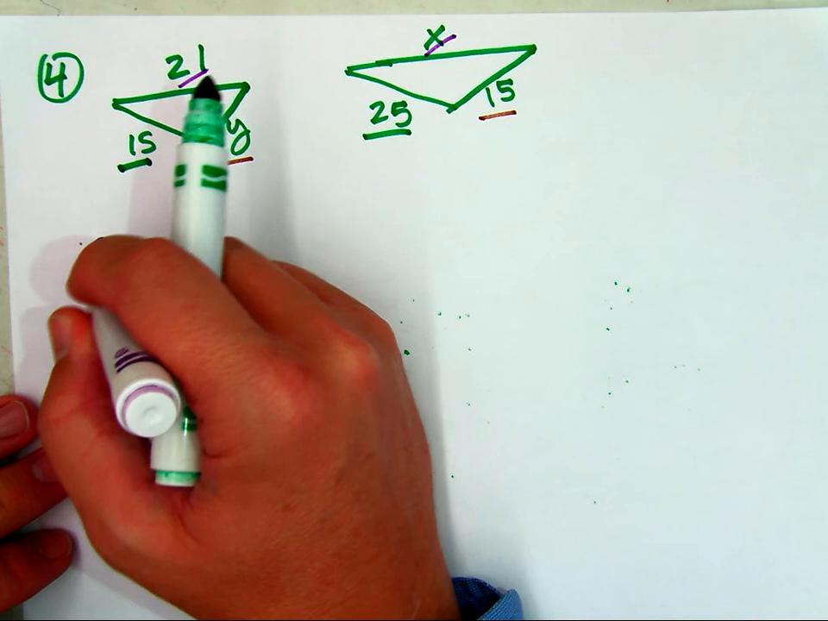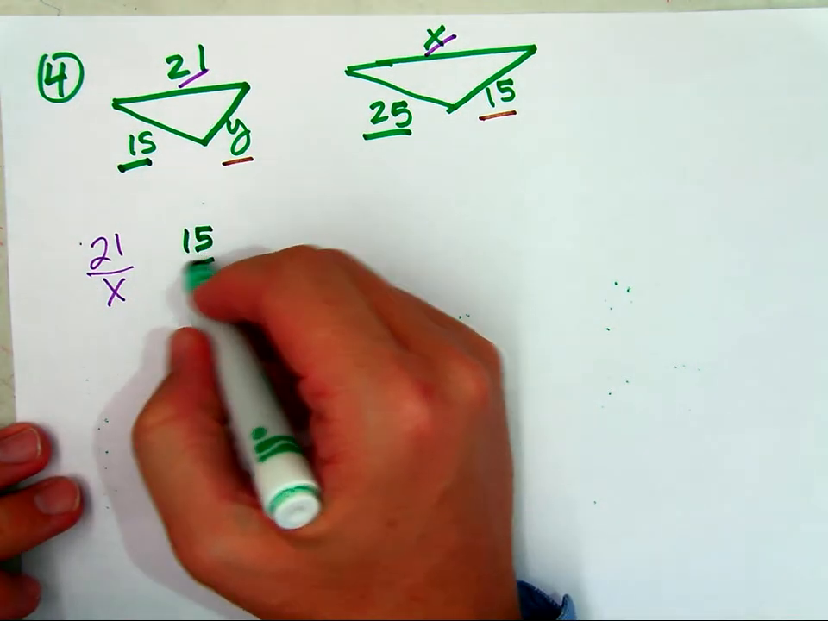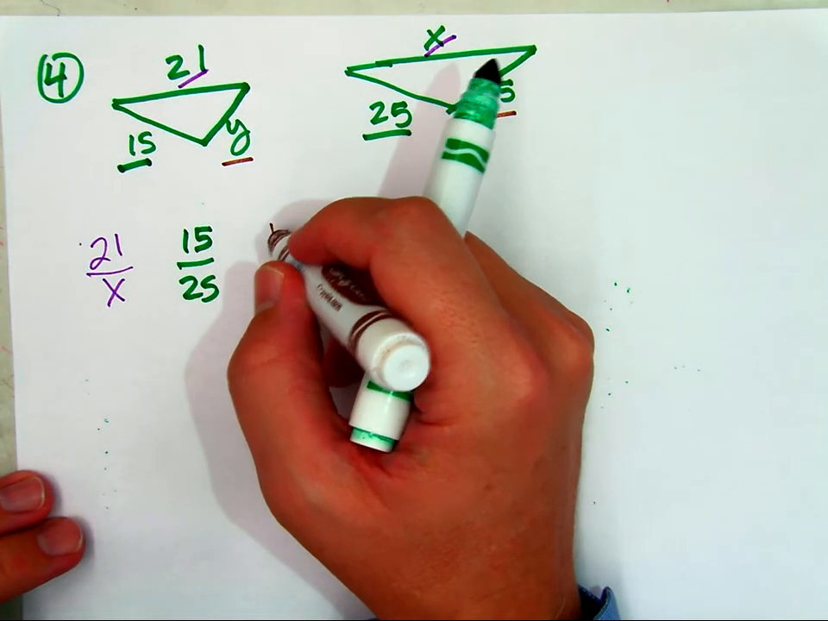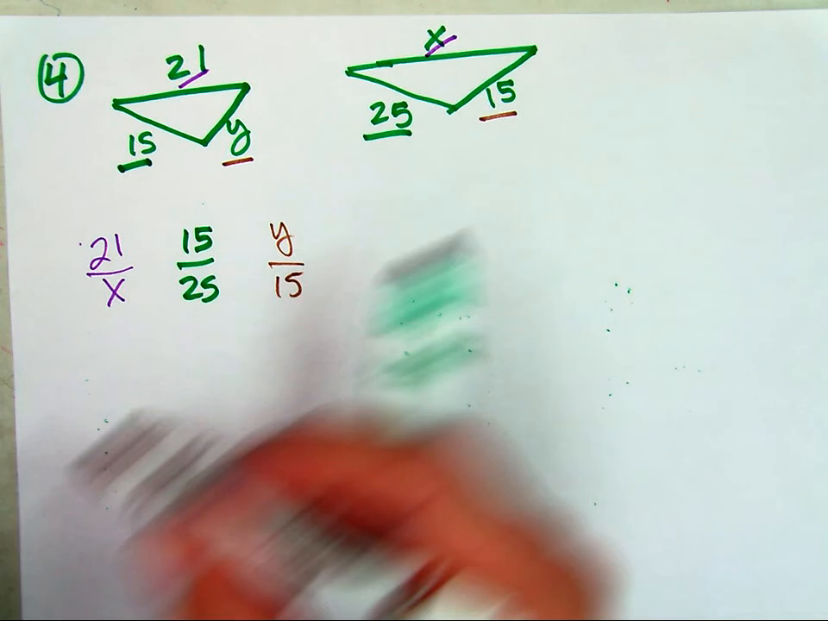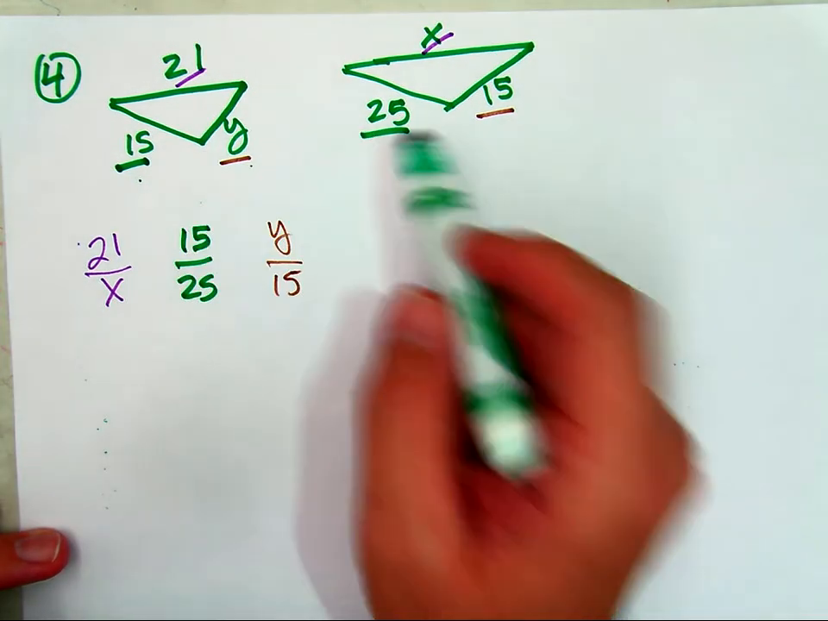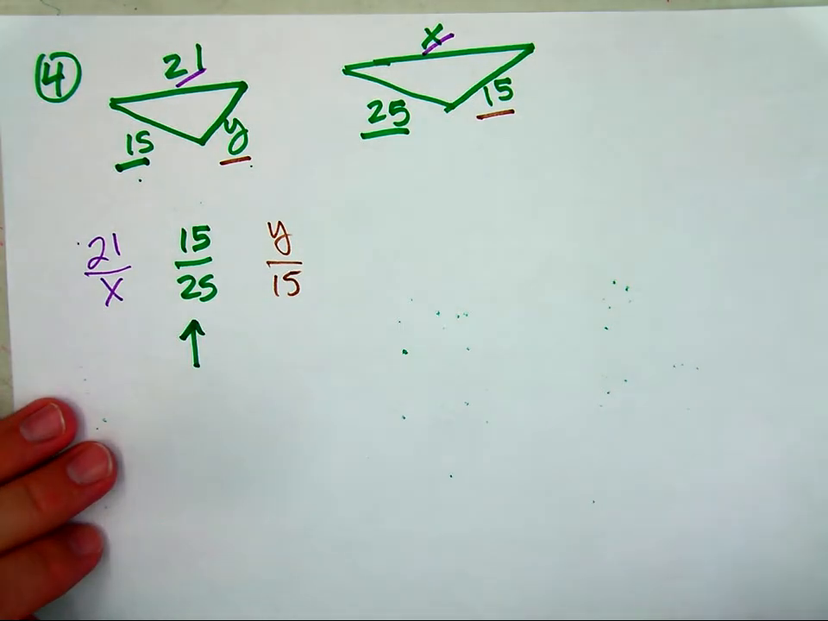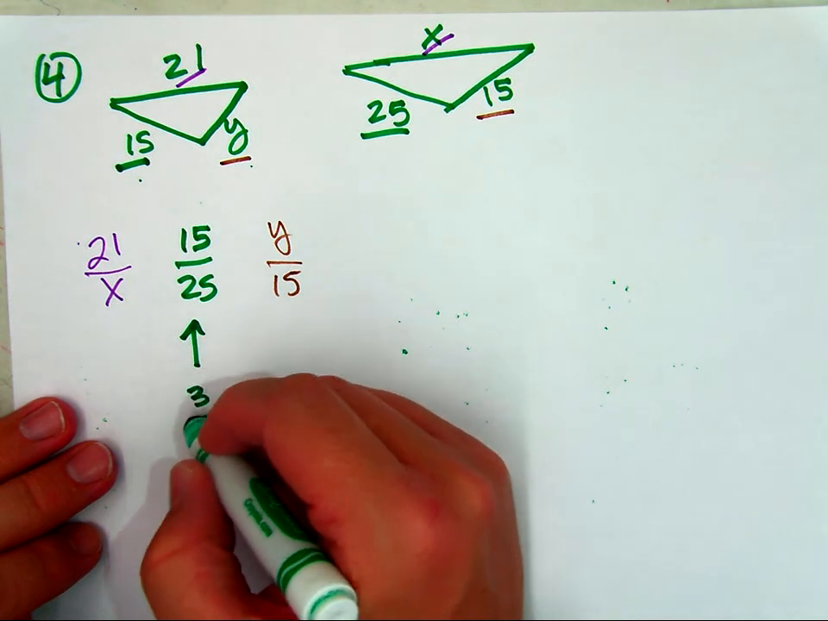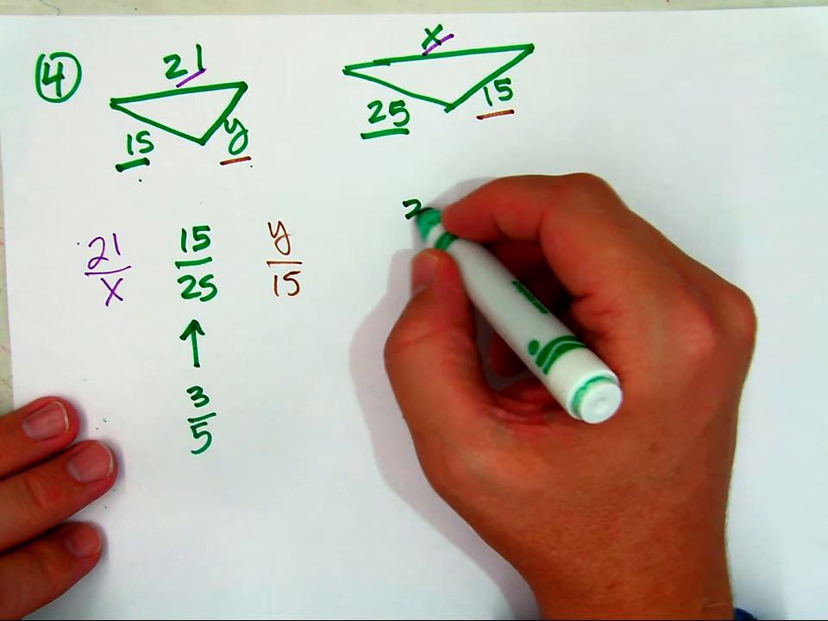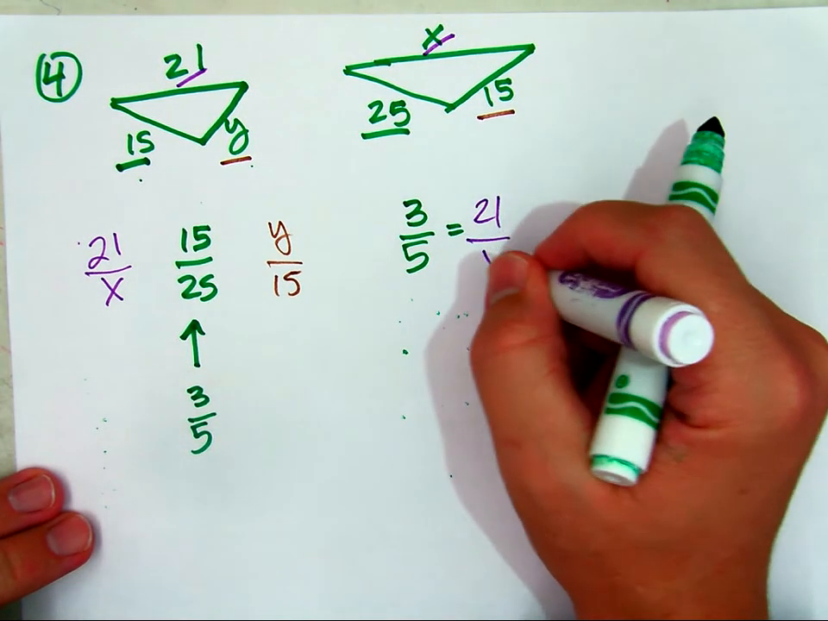So here are my ratios. 21 over x. 15 over 25. And y over 15. This y over that 15. This 15 over that 25. We've got both numbers for this one. That's going to reduce to 3/5. Now I can set up all my ratios. 3/5 equals 21 over x.